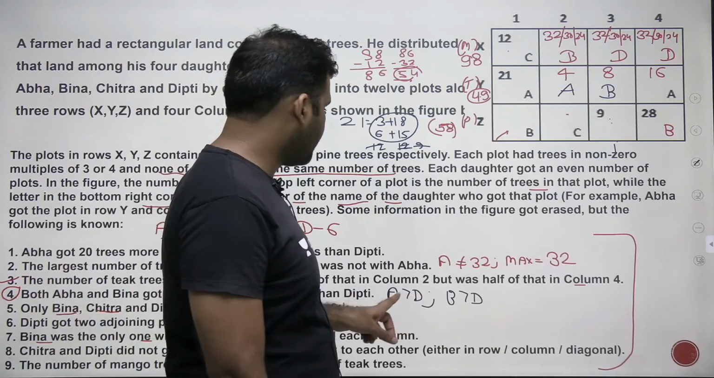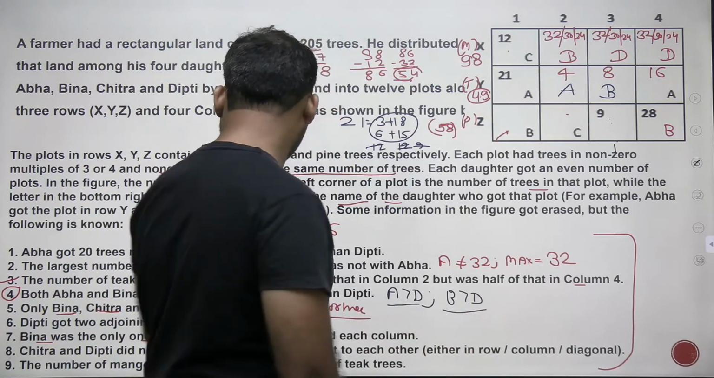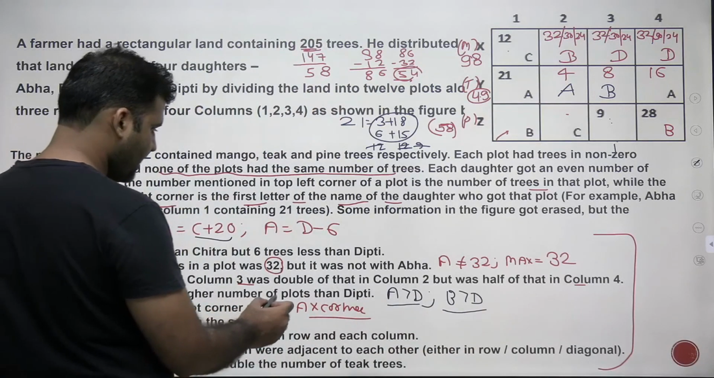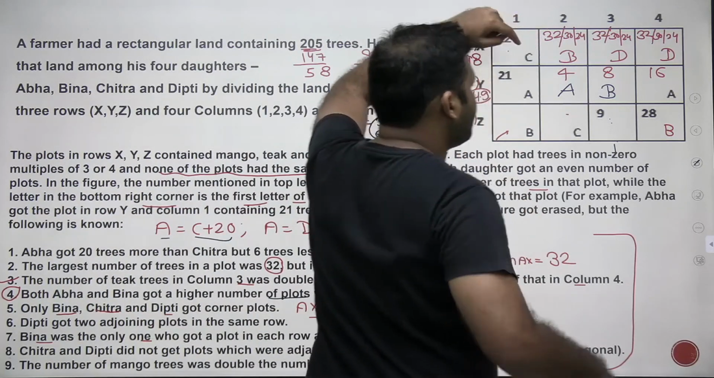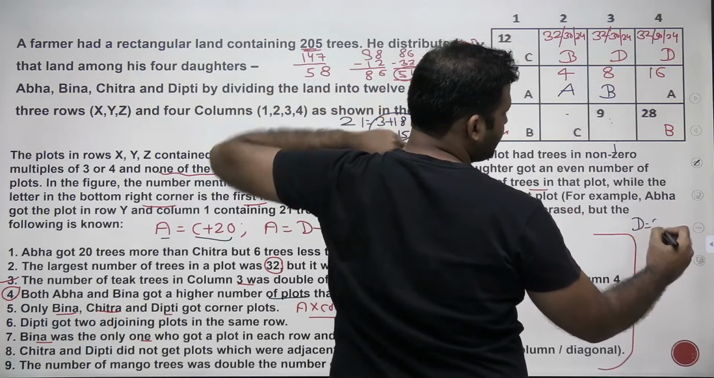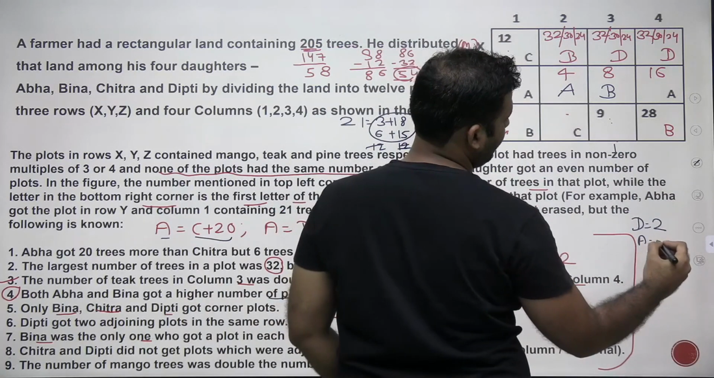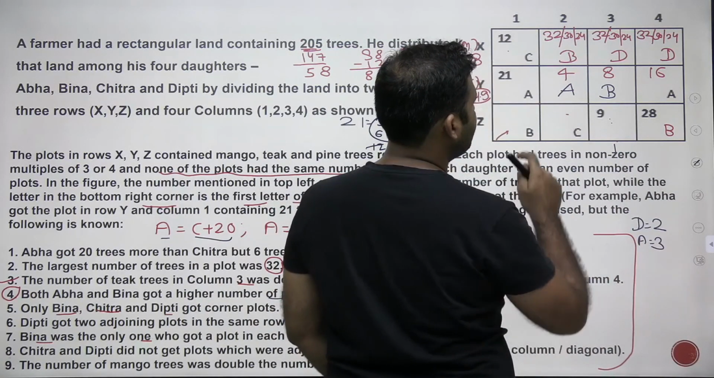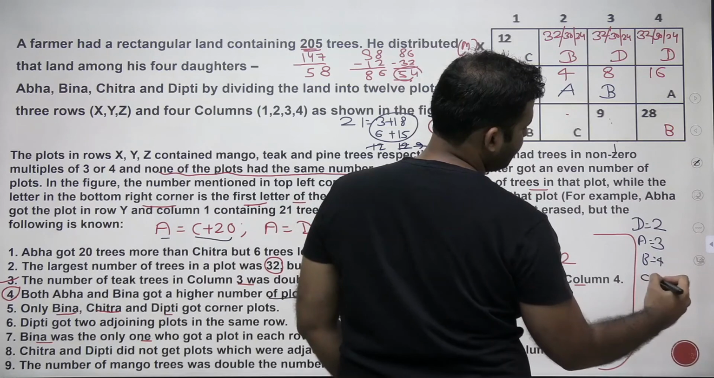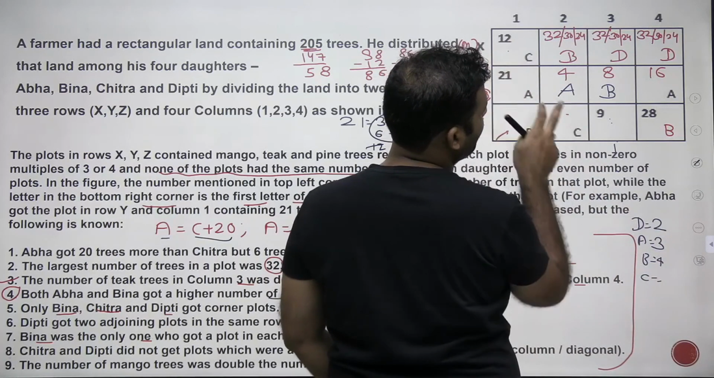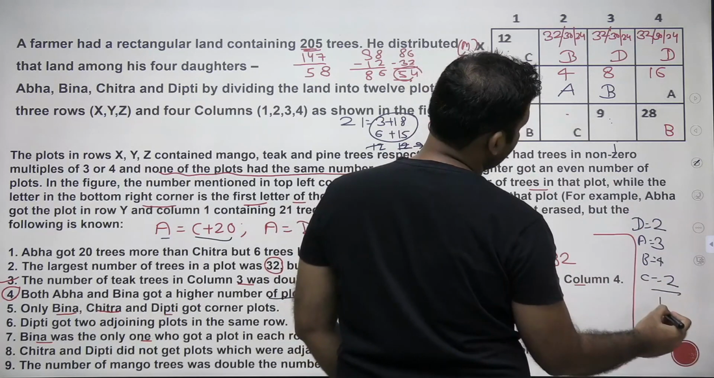I want the number of plots of A to be more than D. I want B also to have more plots than D, right? Both Abha and Bina got a higher number of plots than Dipti. At this point of time, you see that Dipti has got 2 plots. And Abha has got 3 plots. Bina has got 1, 2, 3, 4 plots. And Chitra has got 1 and 2 plots, right? So 4 plus 3, 7 plus 2, 9 plus 2, 11, right?